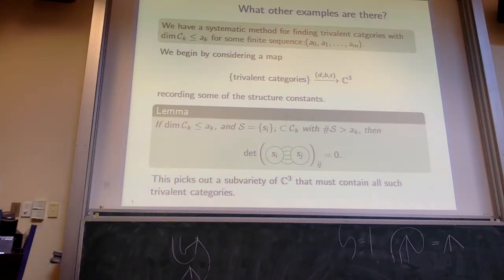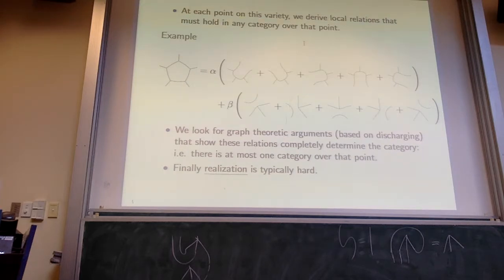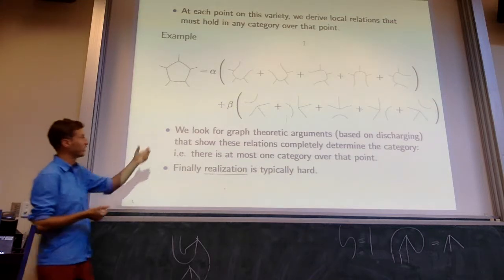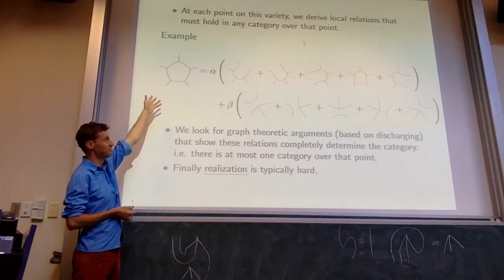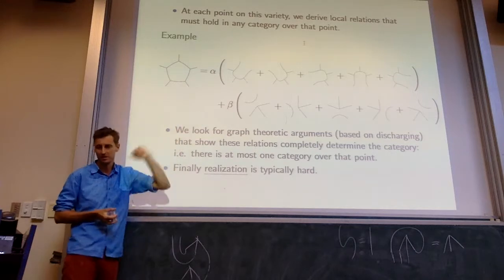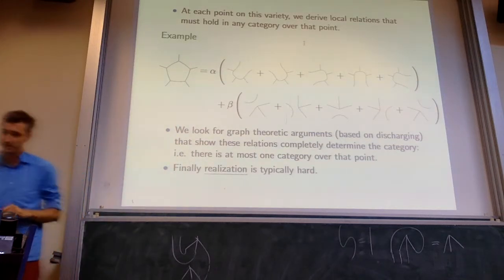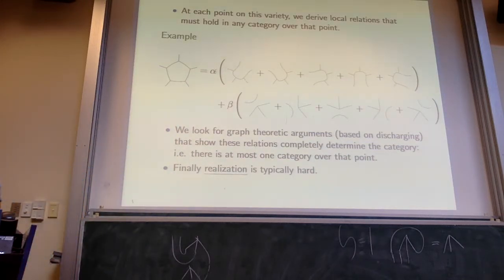The basic idea then is that this cuts out some variety, maybe some curves, some points, something in our parameter space, and we know that all the possible trivalent categories sit on that variety. Then, at each point on that variety, we go back and should prove that certain local relations must hold for any category that sits over that point in the parameter space. So, for example, we might learn that there must be a relation of this form, that you can rewrite a pentagon as a linear combination of these simple diagrams, where typically we'll know these coefficients alpha and beta in terms of our structure coefficients.